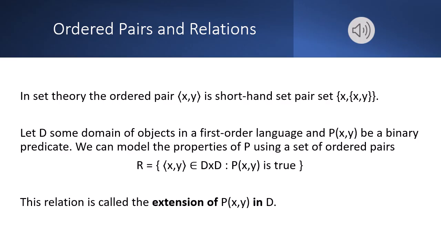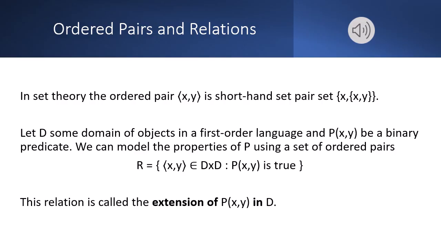Now, if we fix some domain of objects in a first order language, maybe think of something like Tarski's world, where you have a bunch of shapes and blocks, and a binary predicate P(x, y), we can model the properties of P using a set of ordered pairs. The way it works is you look at the set of ordered pairs (x, y) that make the predicate true. So when you plug in x and y, it turns out to be true. Here we haven't seen the notation D, but that just means the collection of all ordered pairs where x is an element of D and y is an element of D.